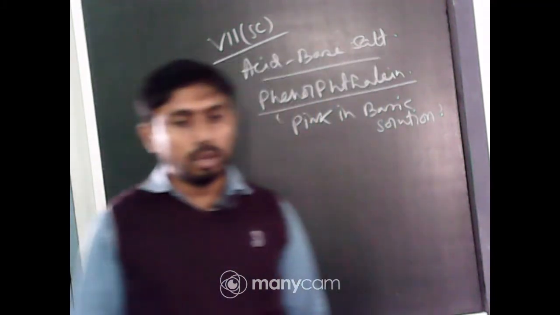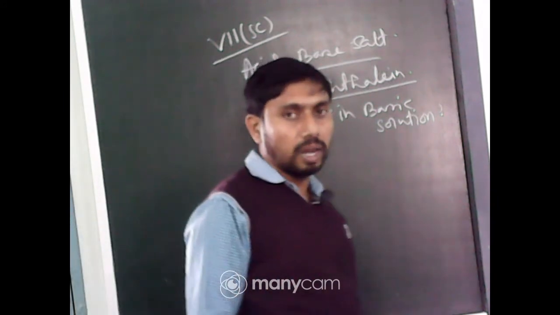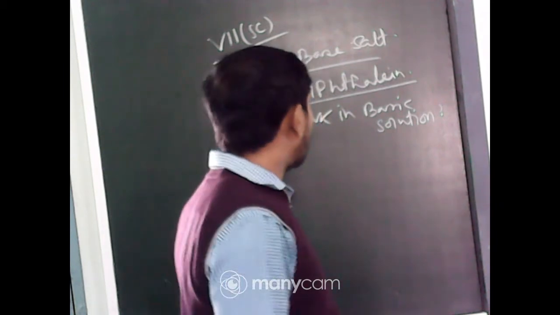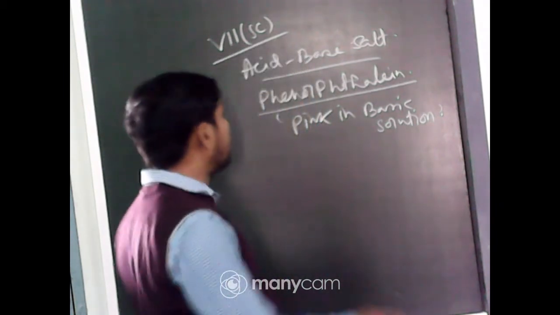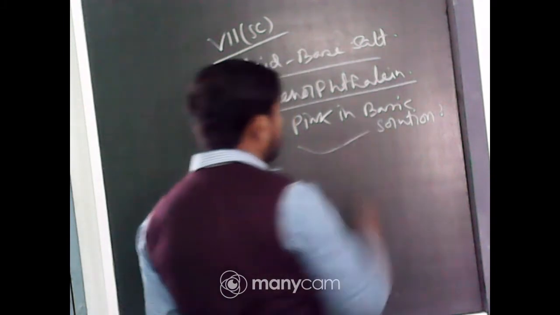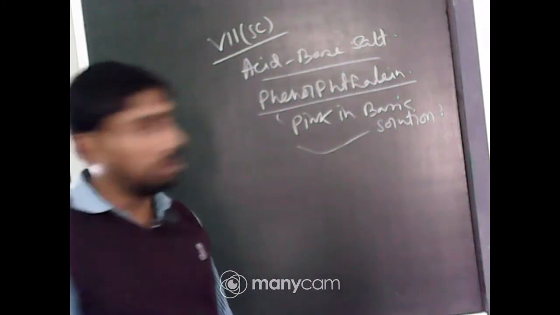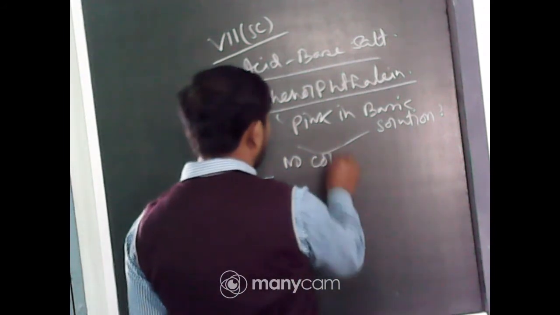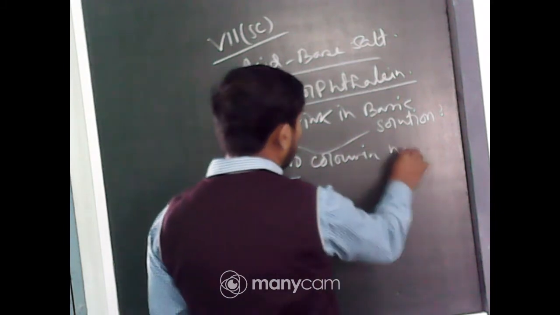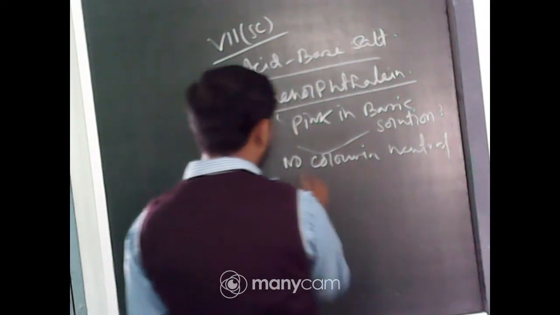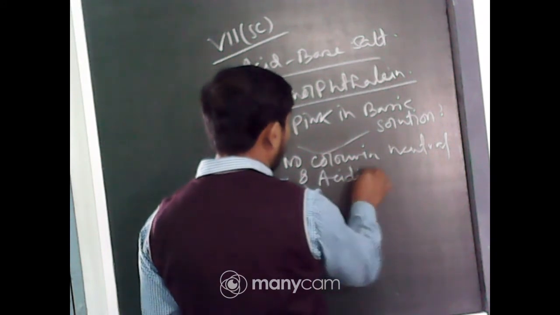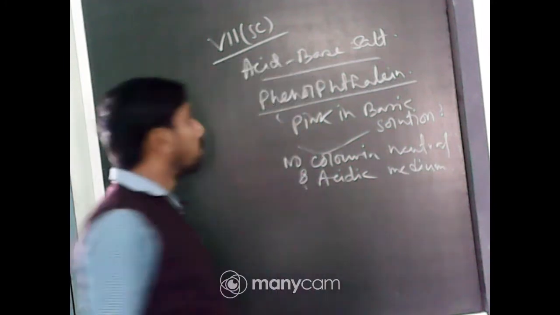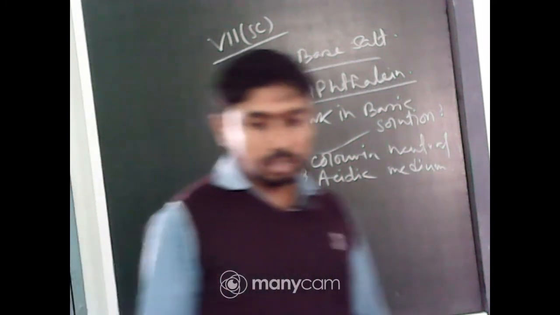Yes, for you the maximum marks is 1 for class 7. So, phenolphthalein is an artificial indicator that is pink in basic solution. You may also note it down: it has no color in neutral and acidic medium. Write it down, phenolphthalein is an indicator.